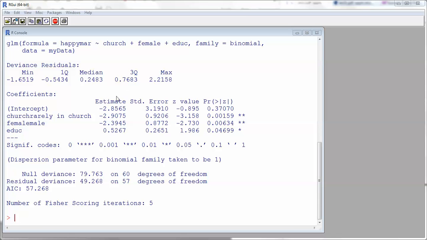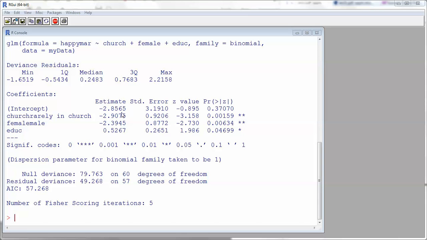These are the MLE coefficients for the logistic regression model, including an intercept term. These are the standard errors associated with those coefficients, and these are the z-values that you obtain, basically by taking the ratio of the coefficient to the standard error. These are the p-values associated with those z-values, and as you can see in this case, we have three variables: church attendance, sex, and number of years of education, that connect in a statistically significant way to the dependent variable, which is whether or not you're happy in marriage.